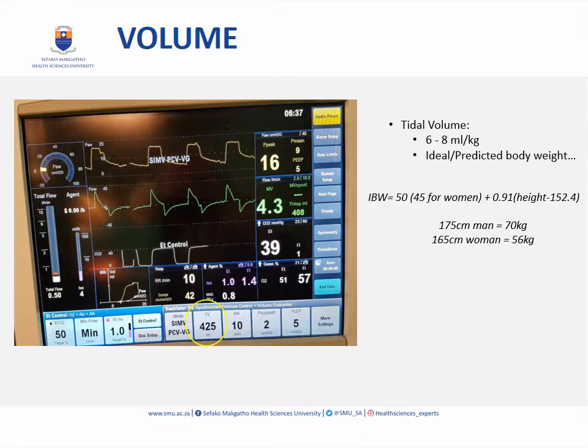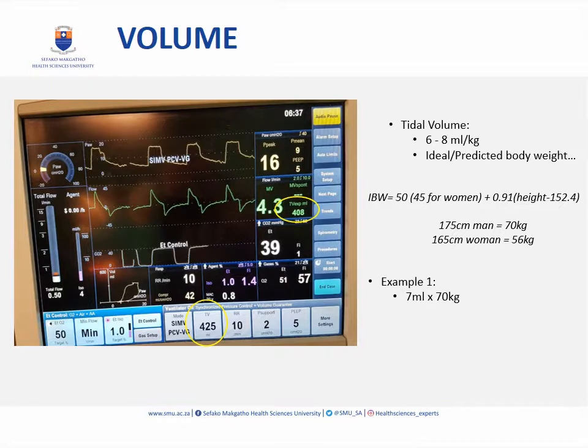And for an adult female, if we do the same, the volume is going to be 400 mils, right? So let's just look at that. In this example, I've set the tidal volume to 425. Good. And the machine is telling us that what is being delivered is 408, okay, which is close enough, so I'm happy with this. Let's just look at those calculations again that I was speaking about.